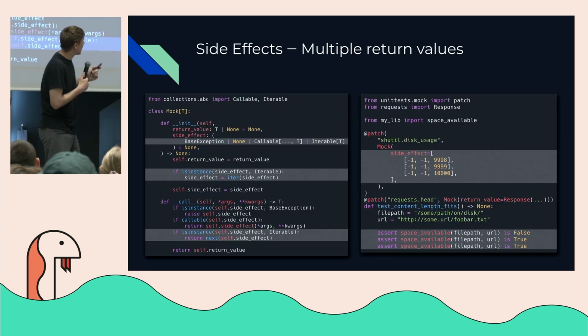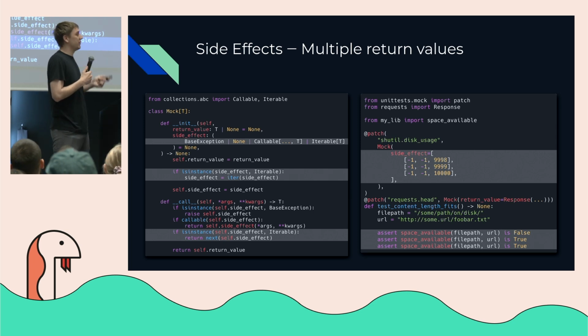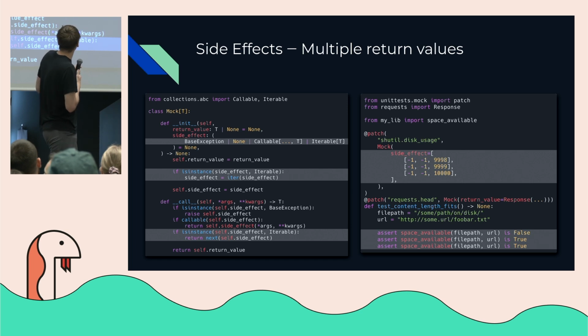So the side effect attribute also supports being an iterable. If you provide a list or a tuple or anything that's iterable, each time it's invoked, it'll return the next item in the iterable. So you take your iterable in, you store it as the iter object, and that iter object keeps the state. Each time it's called, it goes to the next object with next down here. And then when that's done iterating, it's finished.